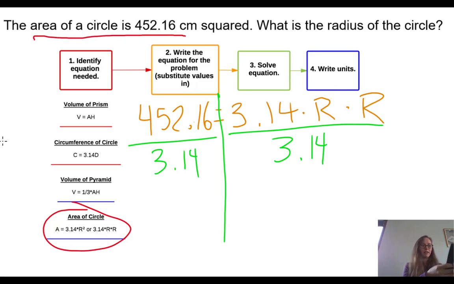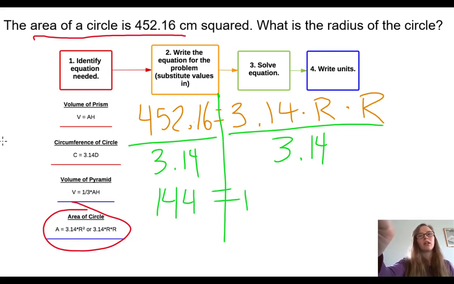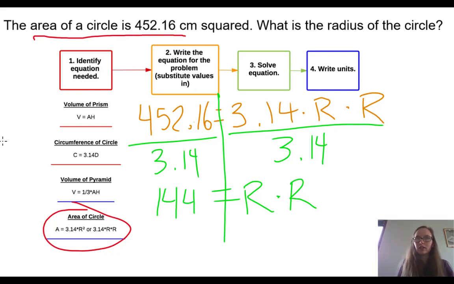And typing that into a calculator, 452.16 divided by 3.14, I get 144 equals r times r. Now this is something you'll learn quicker next year in 8th grade, but for now think, what times itself will get me 144? 5 times 5? No, that's 25. 7 times 7? No. 12 times 12? Yes. So r is 12 because 12 times 12 is 144.